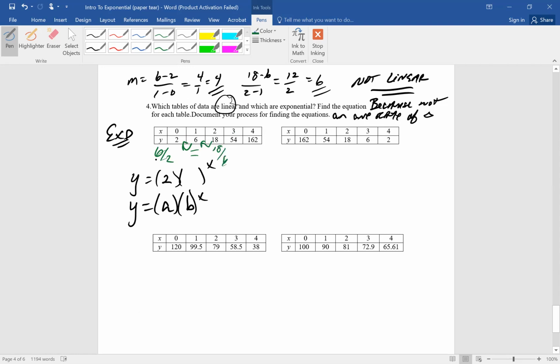What is 6 divided by 2? 3. 18 divided by 6 is 3. Try it again. 54 divided by 18 is also 3, and that'll be the truth for 162 divided by 54. That's how you find your constant multiple for now. As long as you're counting in the same amount of time forward, you can take one value and divide it by the preceding value, and that will give you your growth factor, in this case 3.